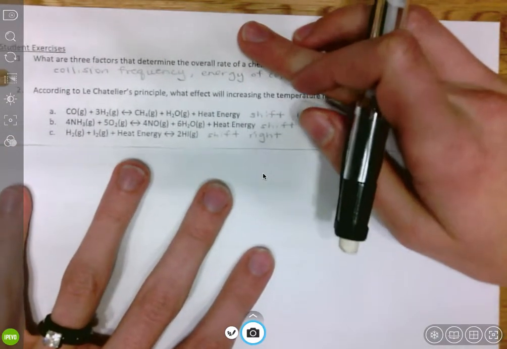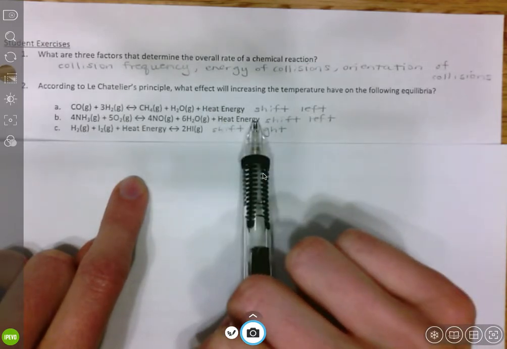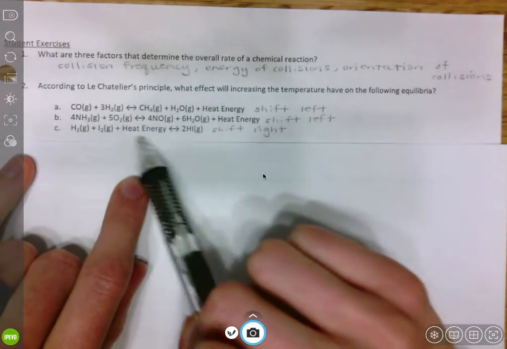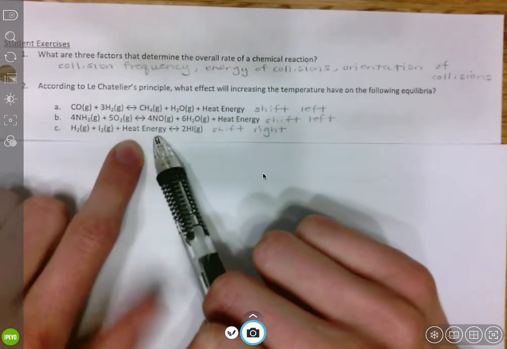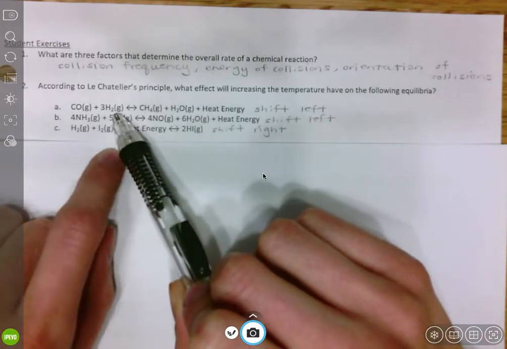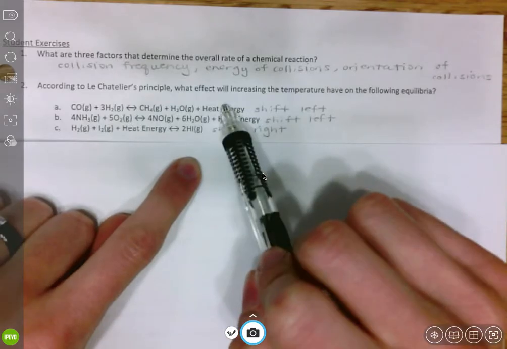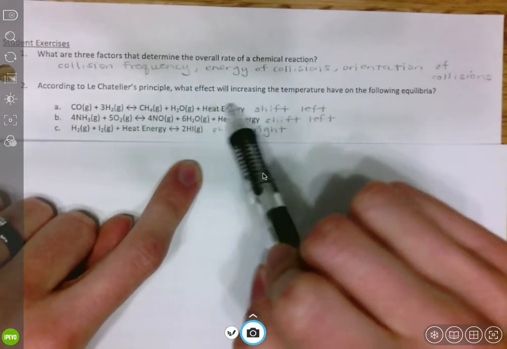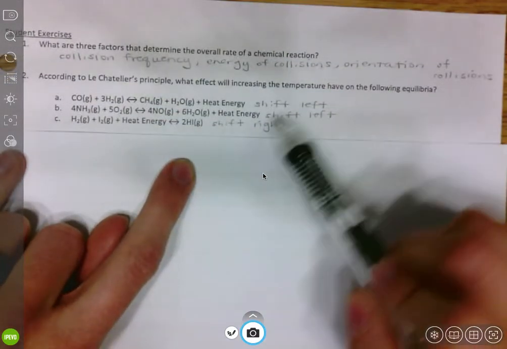So we got these three. Here we're exothermic, we're releasing heat energy. Exothermic for B, releasing heat energy. C is endothermic. We need to put energy in. So we're increasing the temperature. If we're increasing the temperature in our system, we're shifting to the left. Increasing our temperature, we got the heat energy over here. We're shifting over to the left to make our reactants.